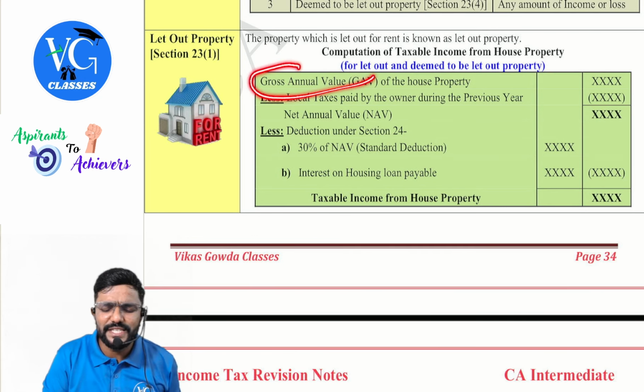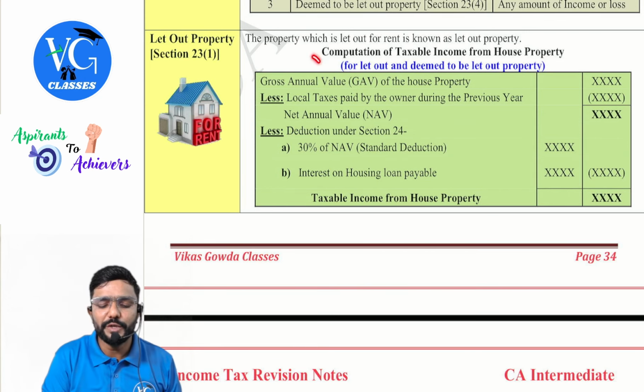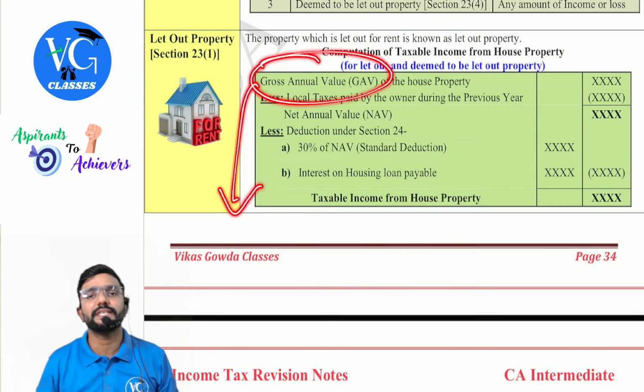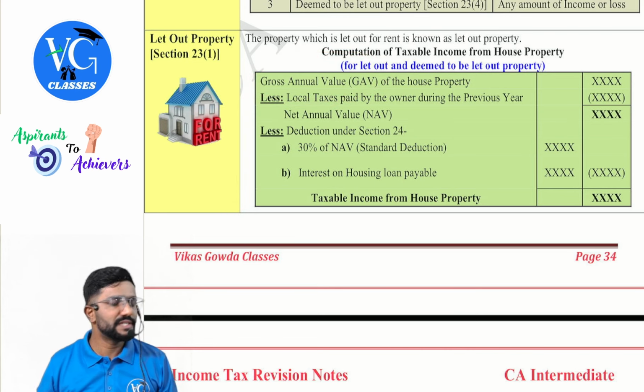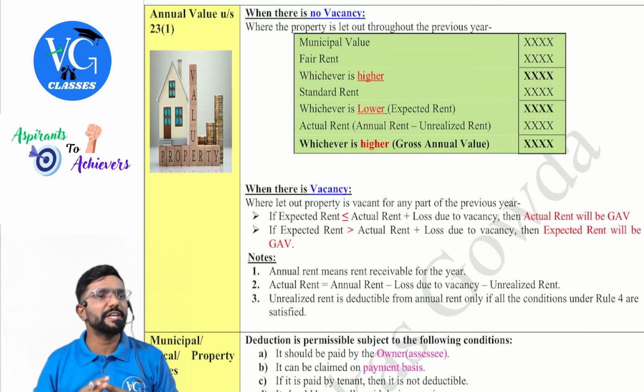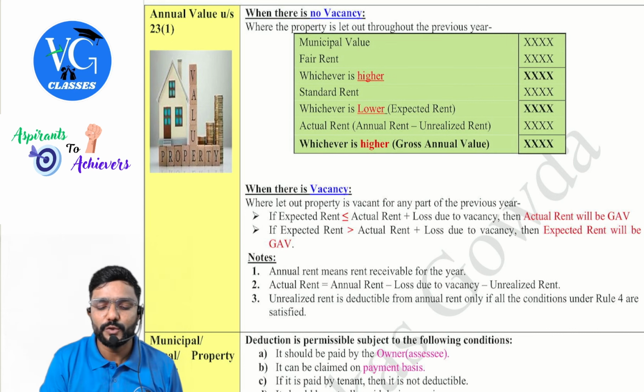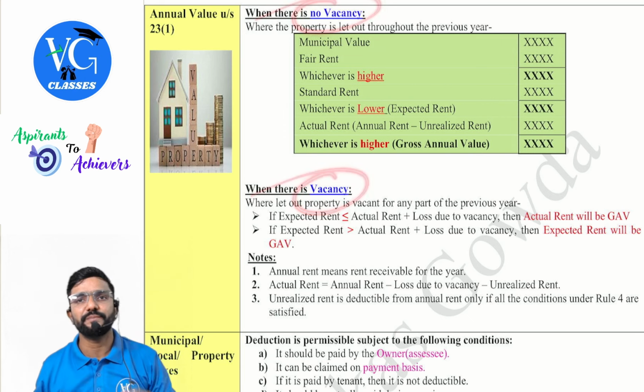But what is this fancy word you used, sir? Gross annual value. Guys, how to determine this? They have given it in section 23 itself. In section 23 itself, we will see how to compute gross annual value. I have divided it into two parts: when there is no vacancy, and when there is vacancy.